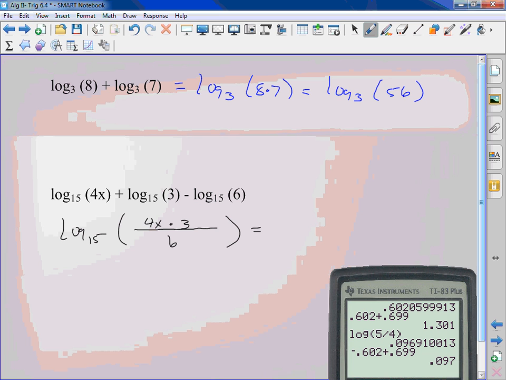So this actually means log base 15. 3 times 4x is 12x. What's 12x over 6? 2x. So it's log base 15 of 2x. That's as far as I can go. When you subtract common bases, you divide. When you add common bases, you multiply.